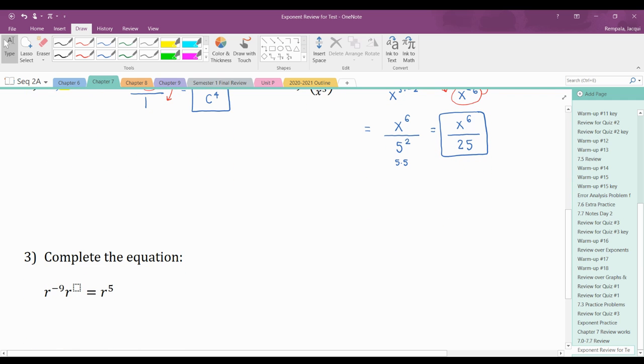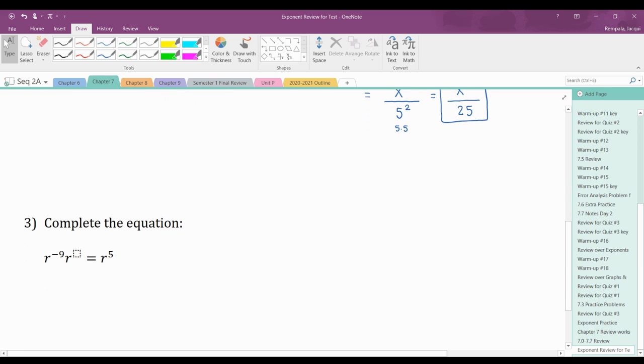Here's another problem. They want us to complete the equation. We have r to the negative 9th times r to some power, and that equals r to the 5th power. So remember, when I want to solve the equation, I'm going to put an x in for that exponent that's missing, and I want to solve for that exponent. So we just have to think about what is the operation that's happening over here on the left-hand side, so then I know what to do with my exponents.